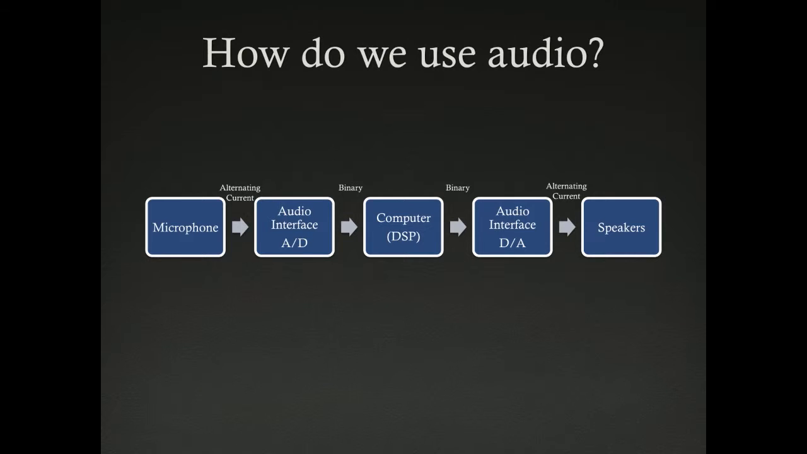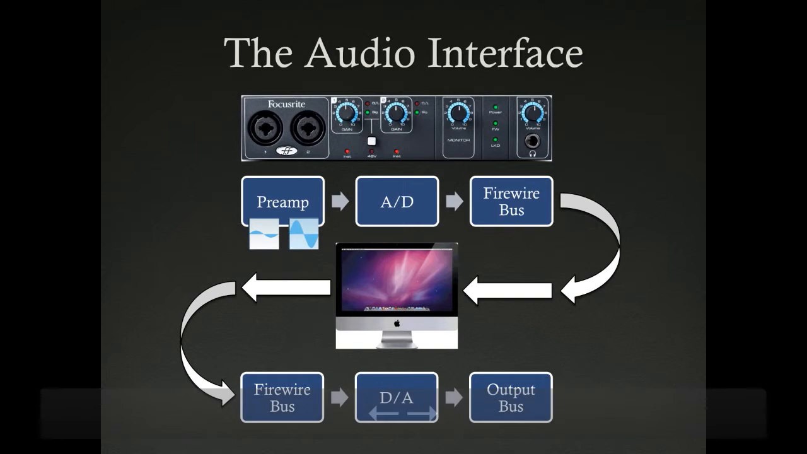Then once it's been processed, the signal is transferred back to our audio interface where digital to analog conversion takes place. So that's changing the binary code into an alternating current again. And then that alternating current is sent to a set of speakers or some headphones, and that allows us to hear it. So how does the audio interface work?